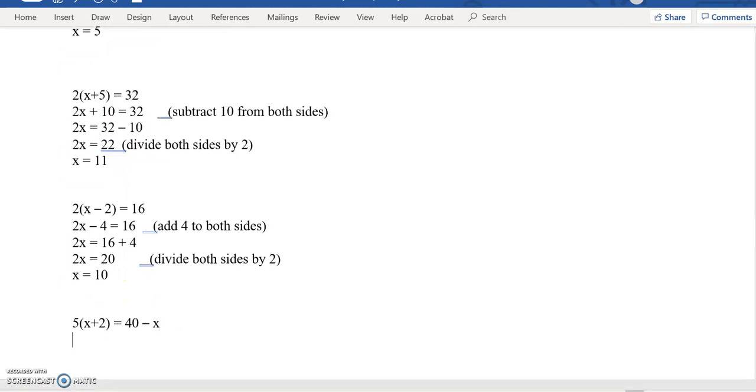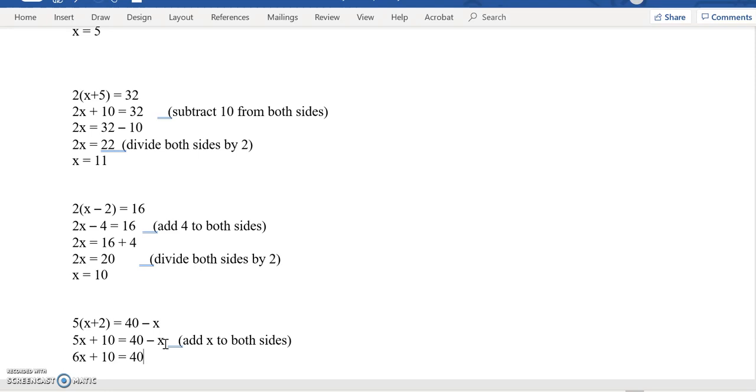Now we've got a couple of tricks here. Let's multiply these brackets out first, and then we're going to have to get x's all onto the same side. So multiplying out the brackets. 5 times x is 5x plus 5 times 2 is 10 equals 40 minus x. Now, the easiest is usually to get rid of the side with the smallest x's. So if we add an x to both sides, we're going to get rid of this minus x on here. So add x to both sides. On this side, we're going to get 6x plus 10 equals 40 minus x plus x. So take away an x, add an x, that just equals 0.